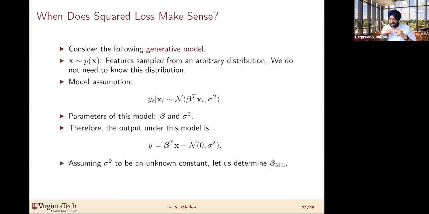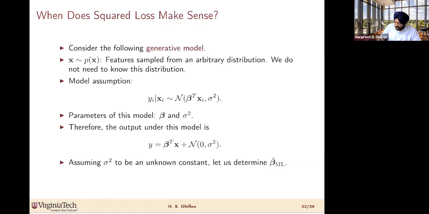Okay, let's consider a generative model, right? So let's assume that your features are sampled from an arbitrary distribution. We are not assuming anything about that distribution. And then you assume the following model for your output. And this notation will be useful to keep in mind. Y is beta transpose X plus a Gaussian noise term. Again, a shorthand notation: there is a random variable sitting here which follows a Gaussian, but I think you get the point.